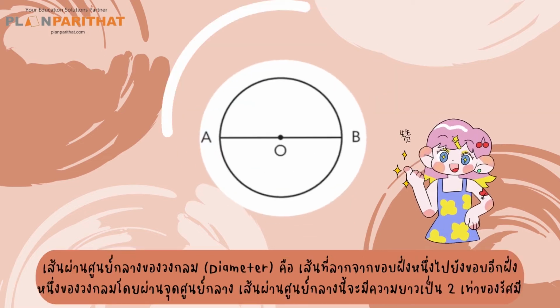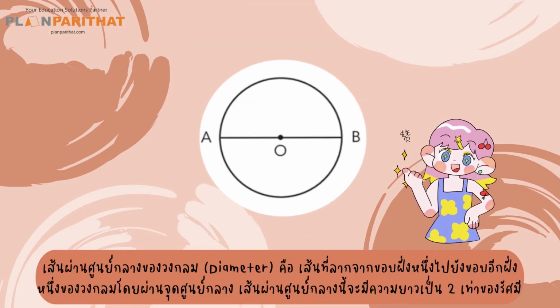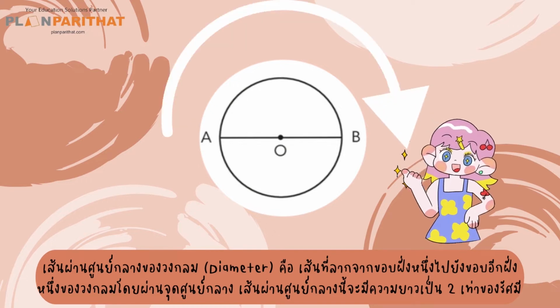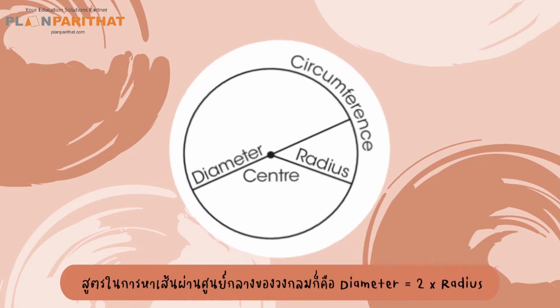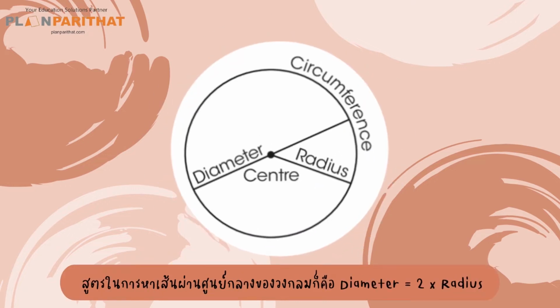And another component of a circle is called the diameter, which is a line drawn from one edge of a circle to another edge by passing through the center of the circle. The diameter's length is twice the length of the radius. For instance, if the radius of a circle is 5 centimeters long, the circle's diameter is then 10 centimeters. Therefore, the formula to find the length of a circle's diameter is 2 times the measurement of the radius.